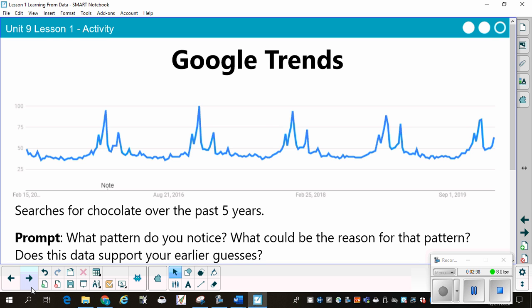And by the way, at this point, if you have not already, please pause the video and log into code.org, navigate to Unit 9, Lesson 1. Now, what pattern do you notice? What could be the reason for that pattern? Does the data support your earlier guesses from our initial warm-up? What do you think? Note what you're thinking in your notes, in your journal.